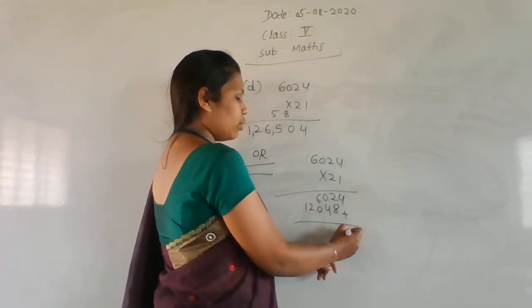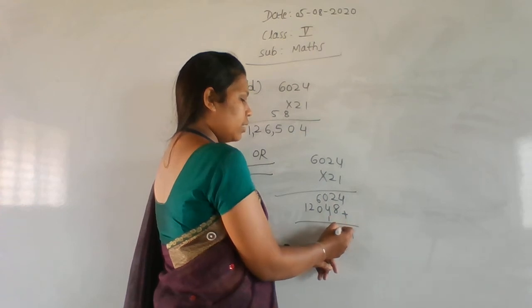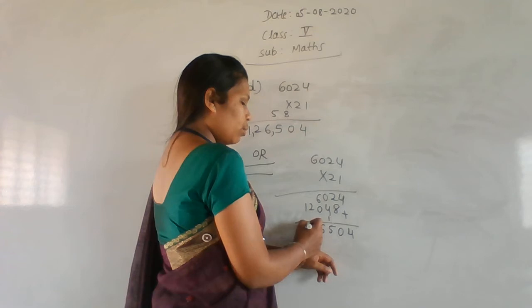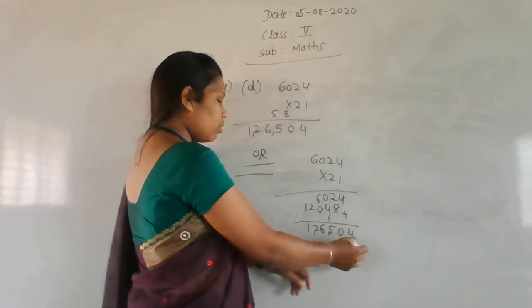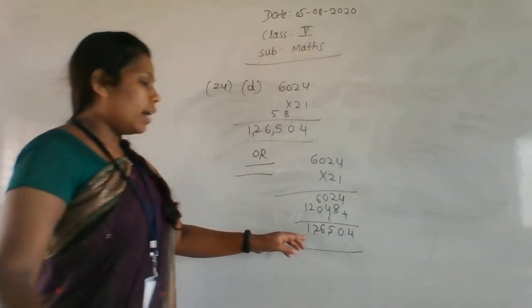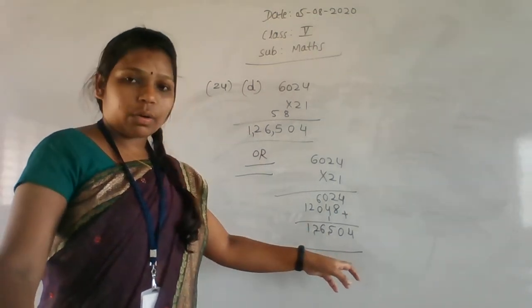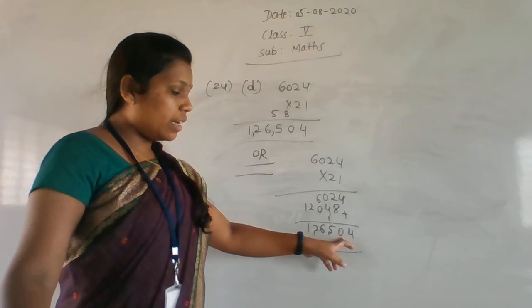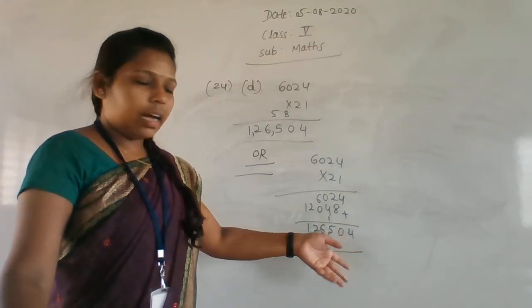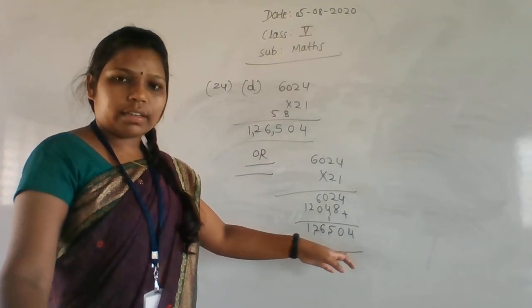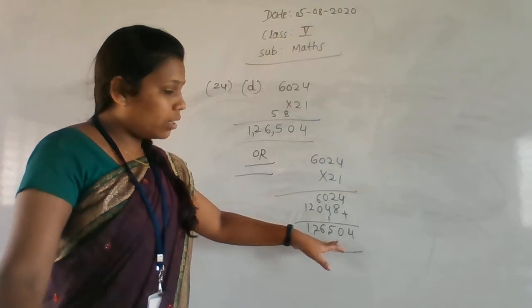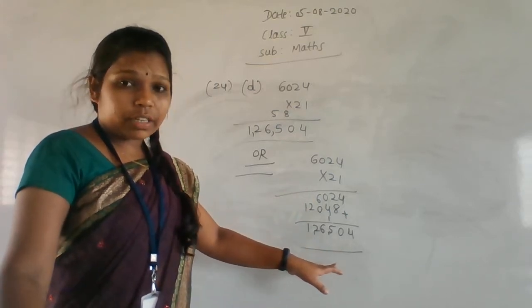Now add the values. 4, 8 plus 2 is 10, 4 plus 1 is 5, and here 6 and 2, 1. You got the same answer: 1,26,504. This 0 can be read as 'not' 504. Okay, like that you have to read. Otherwise 504. That is the old style, but now we are updating the version, right?